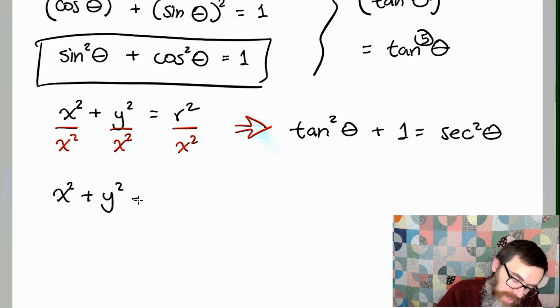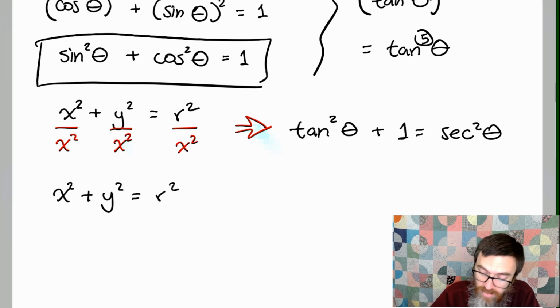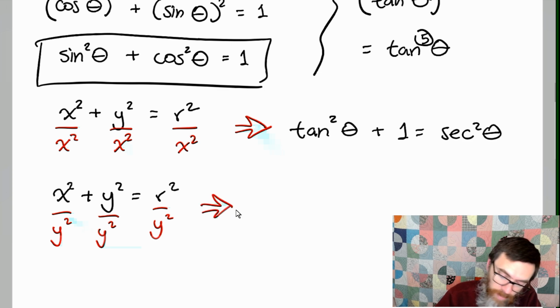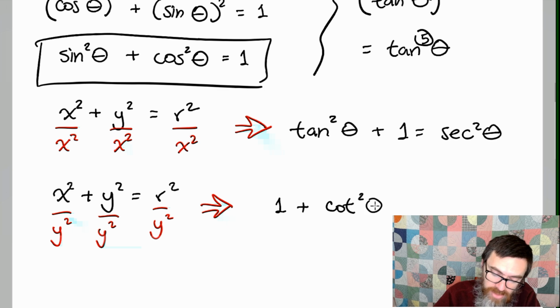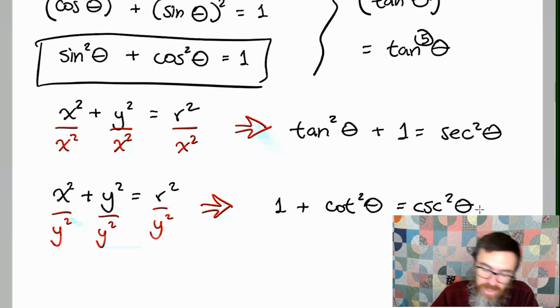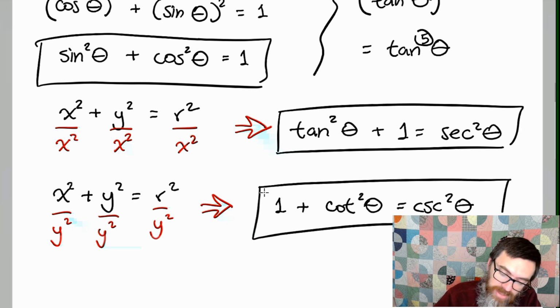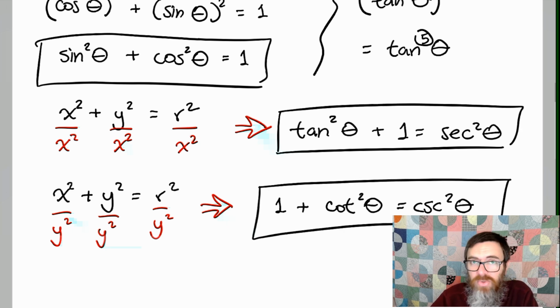And the way that you would get the other guy, so we divided by r squared, we divided by x squared. If we divide everything by y squared, what happens? Well, y squared over y squared is 1. X over y is cotangent, so this becomes cotangent squared. R over y is cosecant, so that becomes cosecant squared. So these three guys form our Pythagorean identities. So you've got to know these.